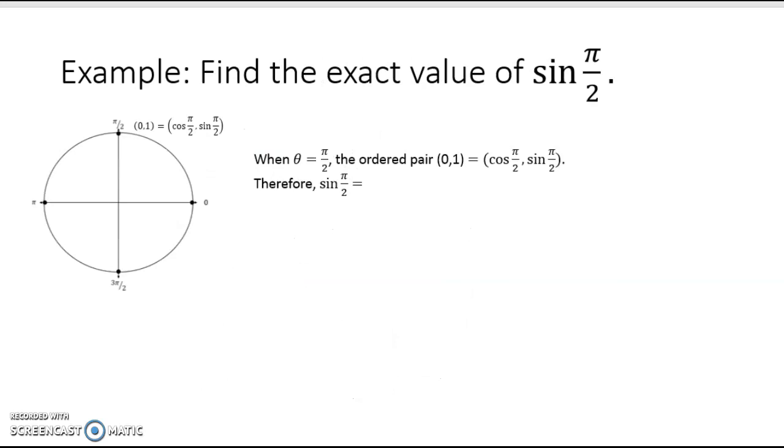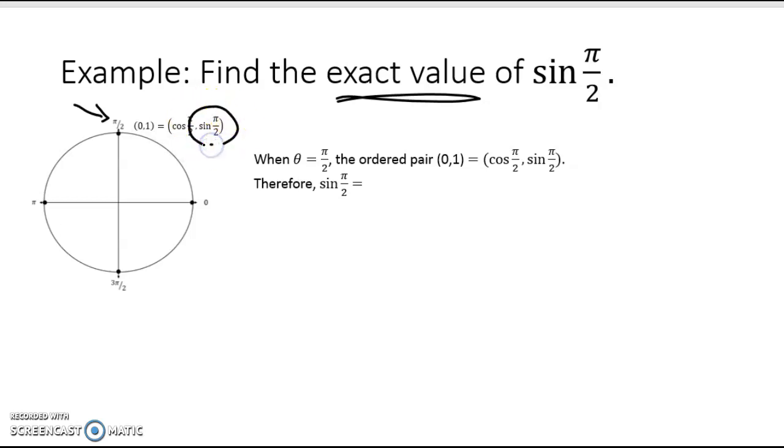Okay, now let's find the exact value. When it says exact value, it doesn't want decimals, it wants a fraction. That would be an exact value of sine of pi over 2, which we know pi over 2 is the same thing as 90. So we are at this point right here. On the unit circle, at that point of pi over 2, we have the ordered pair 0, 1. Because we are in the unit circle, that point represents cosine of pi over 2, sine of pi over 2. So what we're looking for is sine of pi over 2.